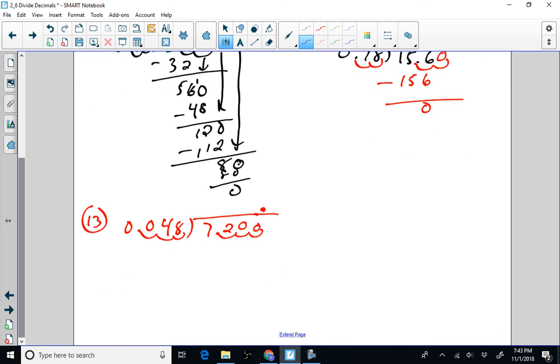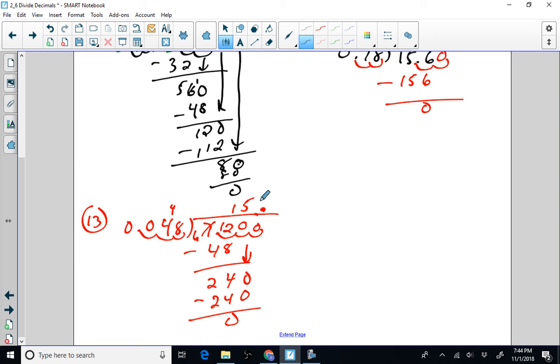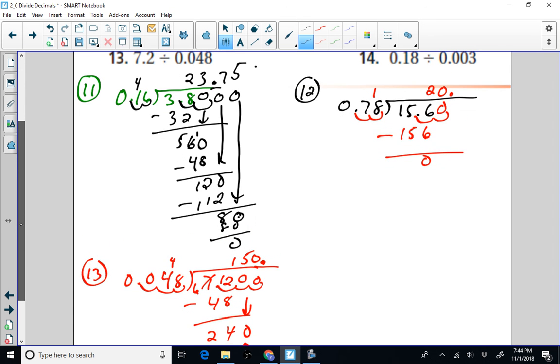48 goes into 72 1 time. 1 times 48 is 48. Subtract. That's going to give me 24. And I'm going to bring down the 0. Well, I know 48 times 10 is 480. 240 is half that, so this is going to be 5 times. 5 times 8 is 40. 0, carry the 4. 5 times 4 is 20, plus 4 is 24. Subtract, I get 0. So that's going to be 150 is our quotient for number 13.